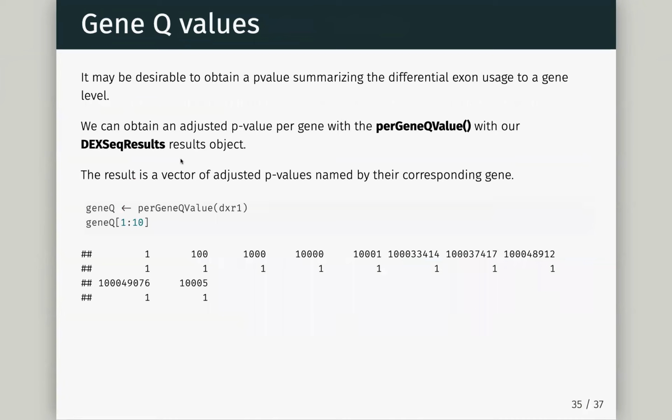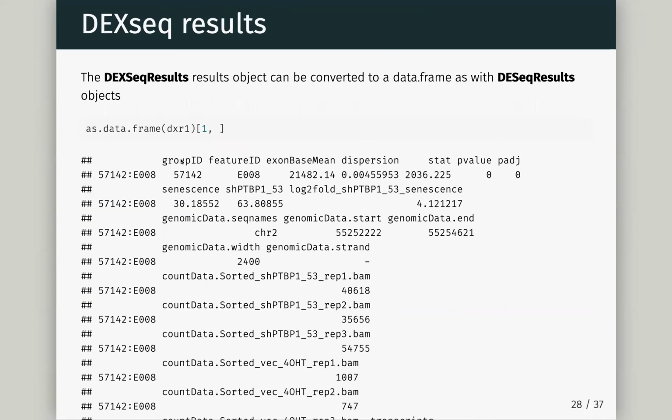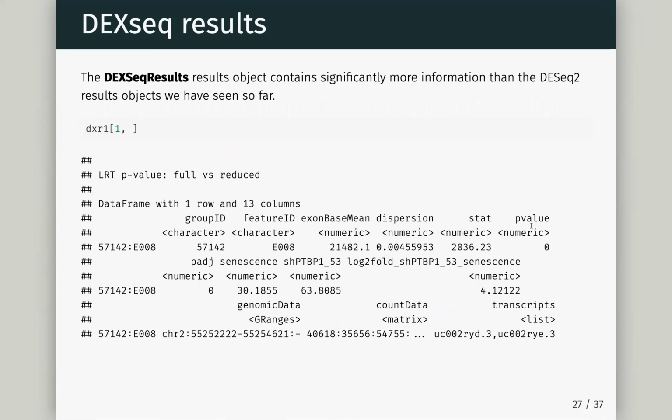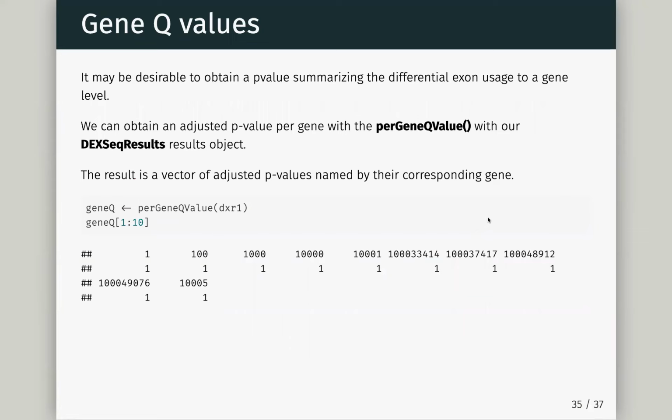One thing we might want to do is get a value for how well... at the moment, these p-values are all based on an exon. So this exon is differentially used, and we have a p-value and a stat associated to it. We might actually want to summarize this to the gene level. DEXSeq has a way of producing an adjusted p-value at the gene level for all your genes. All we need to do is pass it the DEXSeq object we produced. We give it to perGeneQValue, and then it will take into account that every gene has a different number of exons.